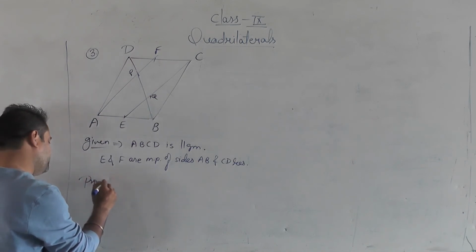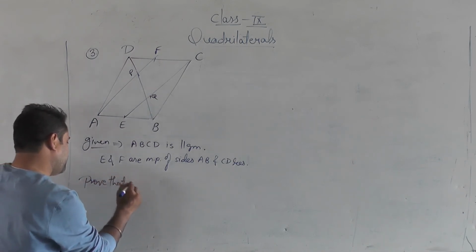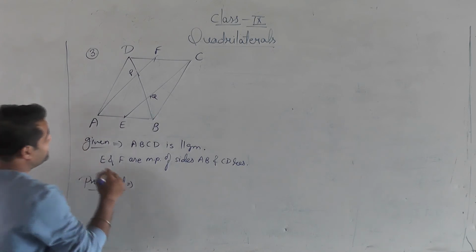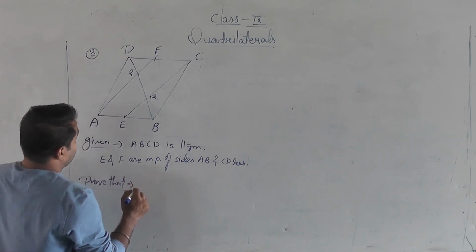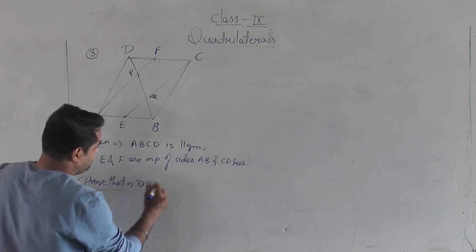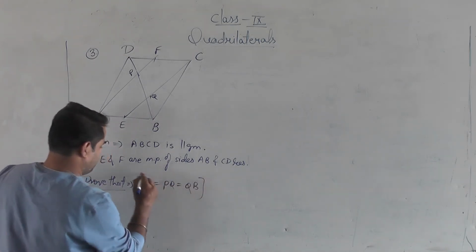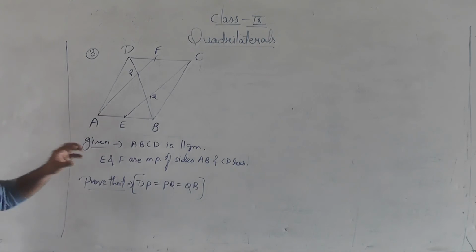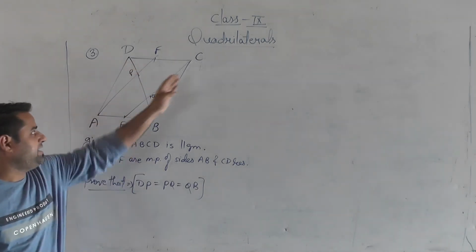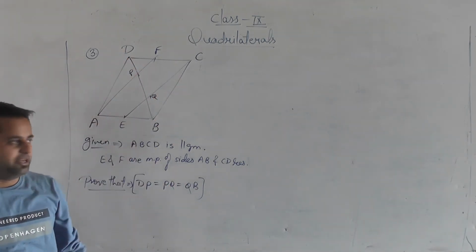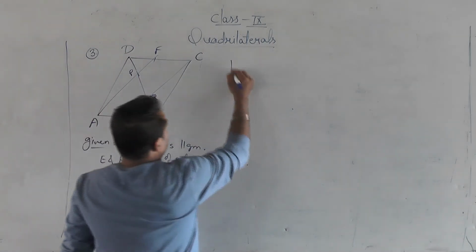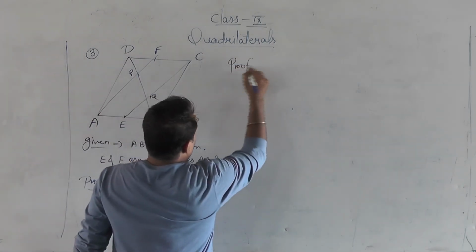What we need to prove, so we need to prove that DP, PQ and QB are equal parts. Okay, that means this AF and EC trisect the diagonal BD. So let's start the proof. Okay, now see again.